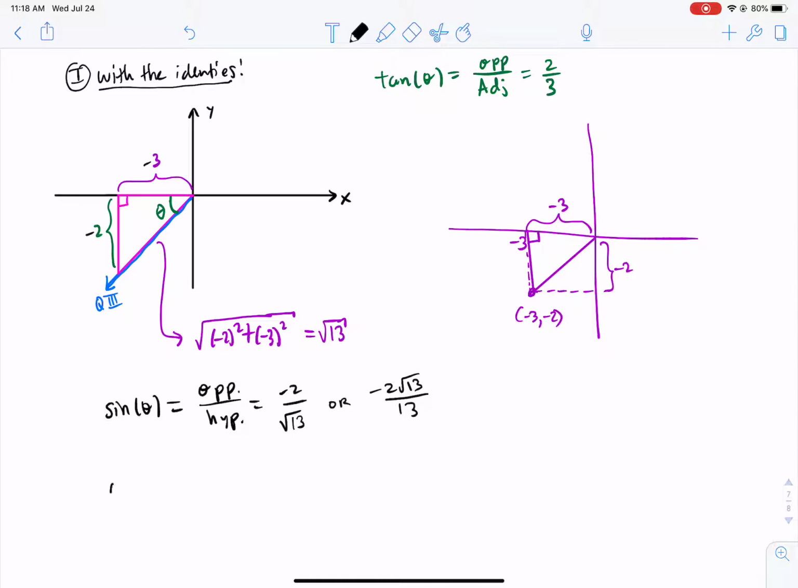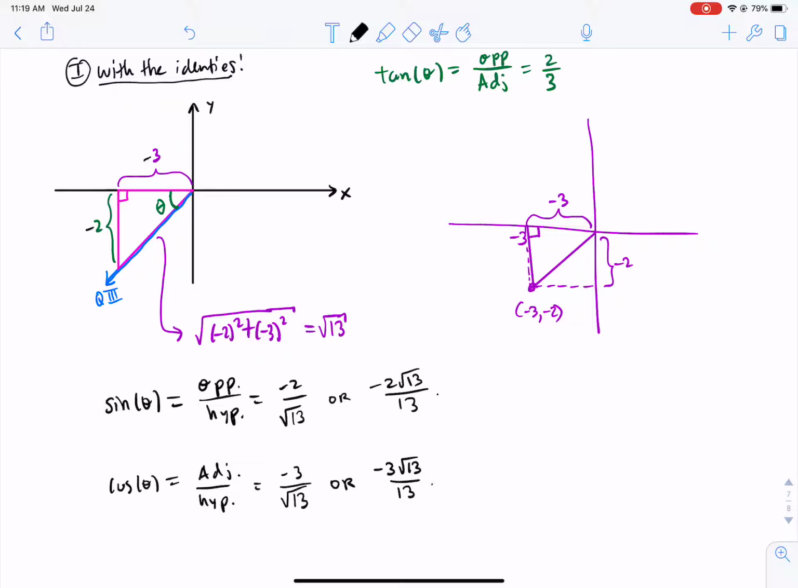What about cosine theta? It will be adjacent over hypotenuse. And what is this going to be? Adjacent will be negative 3 over hypotenuse, which is radical 13, and you don't even have to worry about the signs. The sign is already there. If you get positive 3 over radical 13, you have to question whether you got it right, because theta is in the third quadrant, so cosine is expected to be negative. Or you can rationalize it like this, but it's not a requirement because it doesn't say so. So that's number one. That's how we evaluate them without the identities.